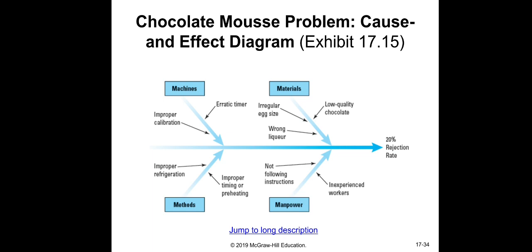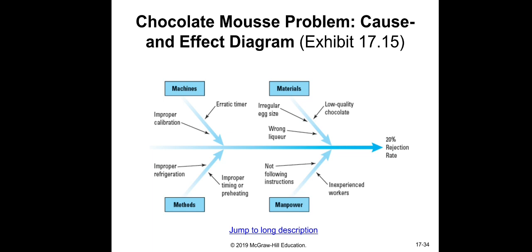So when you want to prepare this diagram, you have, okay, these 4 are the most frequent causes of quality problems. So after that, you know these 4 factors, then you can identify what are the quality problems that happen in a business. You can relate the problem with these 4 factors. See here, for machines, erratic timer, improper calibration; material irregulars, excise, wrong liquor, low quality chocolate.